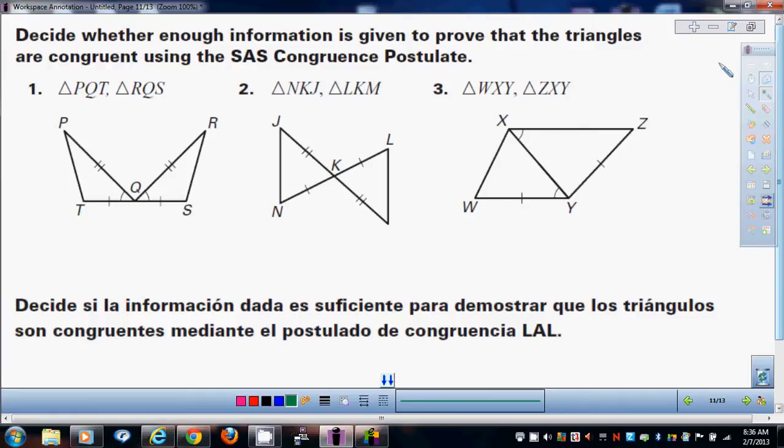Here's what you need to know. Do you know 2 sides? Yes. Side, side. Do you know an angle? Yes. Most important question: is the angle between the sides? Yes. So I can use side, angle, side. If it had given us these angles or these, you couldn't use it, because it has to be between. So this one is yes.